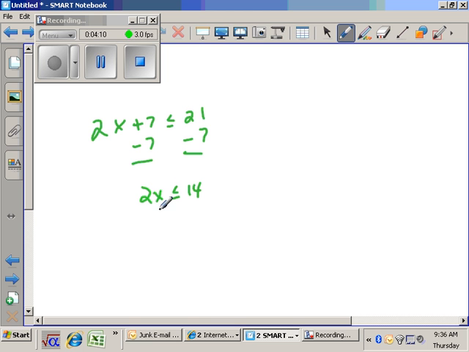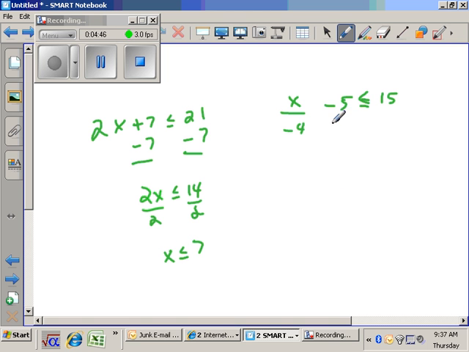Now, how am I going to finish my problem? Divide by 2. What's my answer? Oh, do I got to flip the sign? No. x is less than or equal to 7. Another problem. Here we go. x divided by negative 4 minus 5, less than or equal to 15.